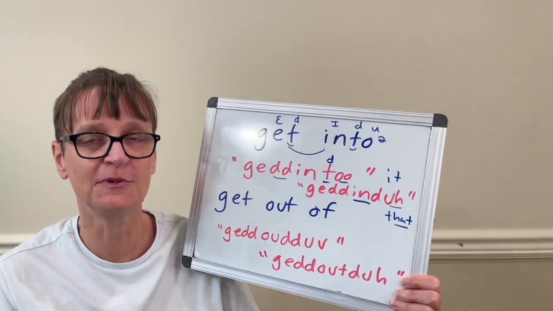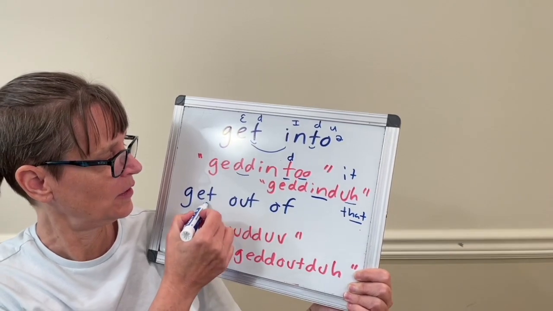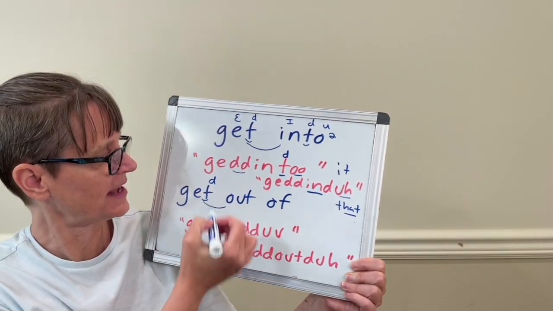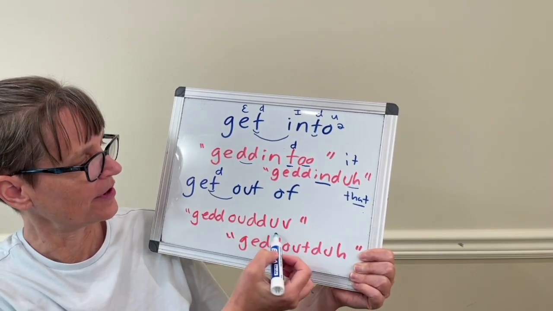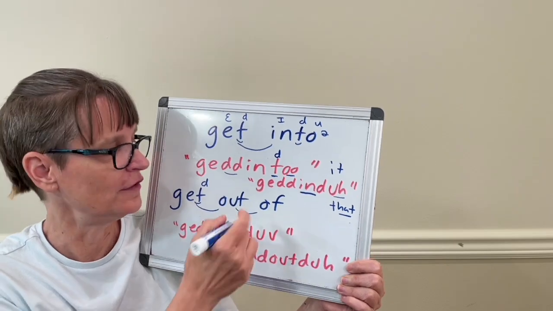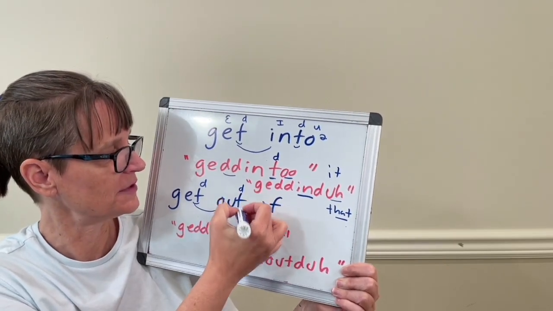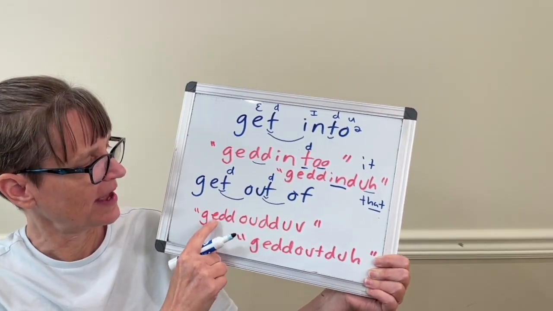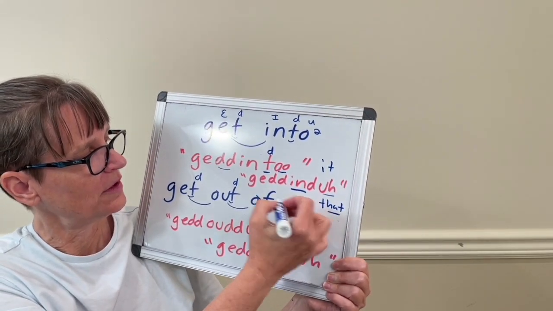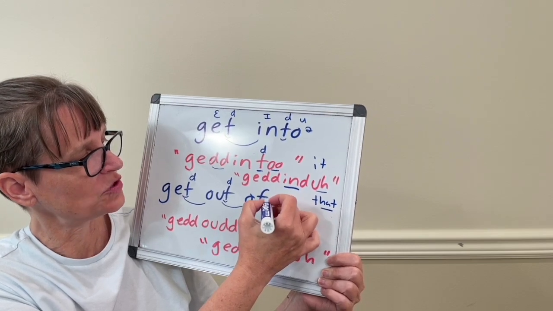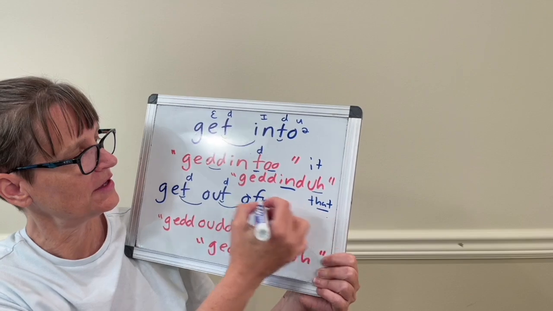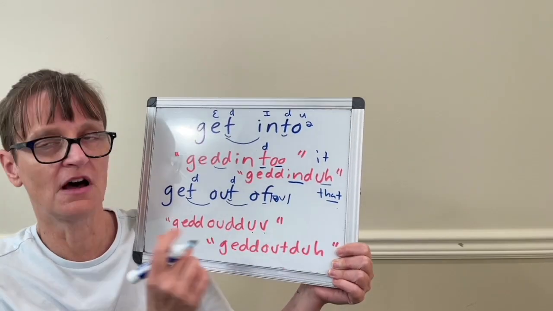And then similarly in get out of, we link the get to the out. It also becomes a flap, sounds more like get out of. And we also link out to of, and this also becomes a flap, so it sounds more like a D. So here we have get out of. Note that the word of has a schwa and a v sound, so it sounds more like uv of.